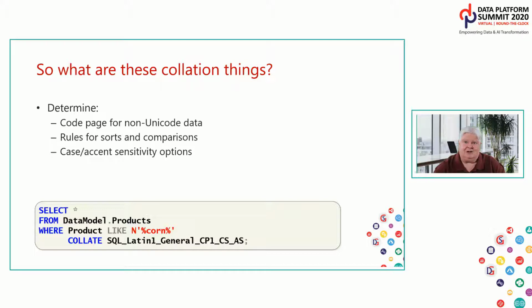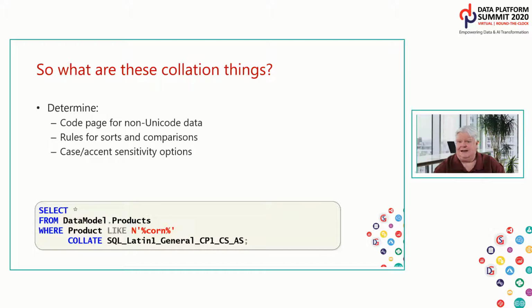And sometimes you might want to use them just for a single comparison. So in this example here, we're saying product like corn, but I'm looking for exactly those upper and lower case matches. I can specify the collation on the end of the like, and that says use this rule when you're doing the comparison. The final one on the end there says AS, and so that's accent sensitive.